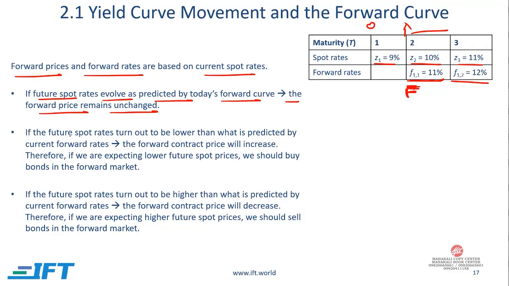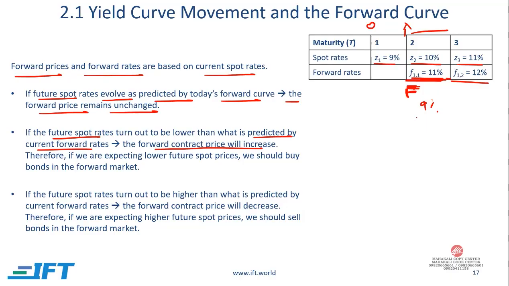On the other hand, if future spot rates turn out to be lower than what is predicted by the current forward rates, then the forward price will increase. So here the point is that if we start out at time 0, and these were the spot rates, and based on the original spot rates, these were the forward rates, and based on these forward rates, there are certain forward prices. If we come to this point in time, and now the actual 1 year spot rate is, let's say, 9%. The forward rate that had been predicted initially was 11%.